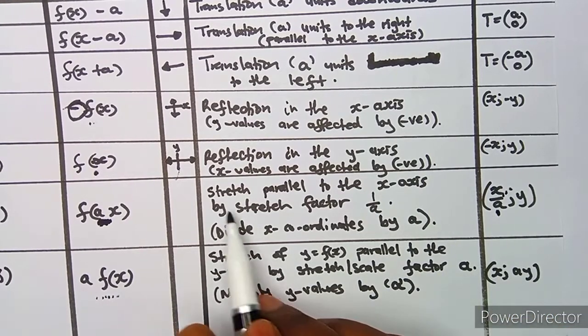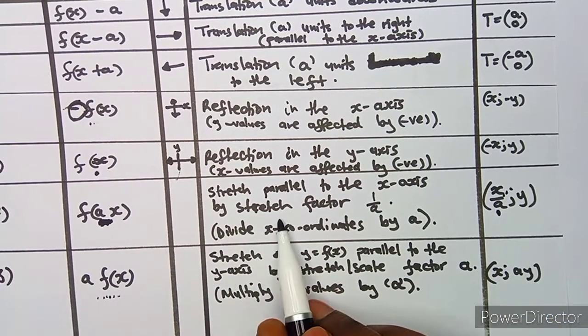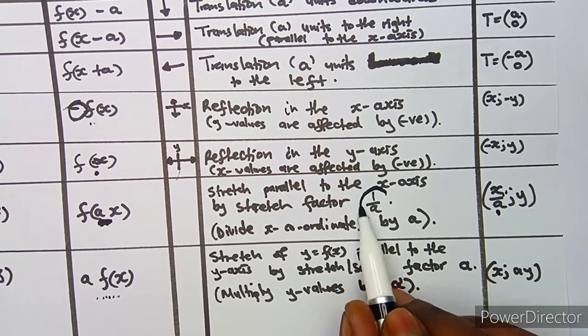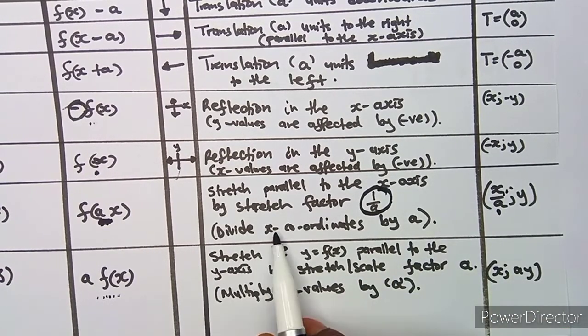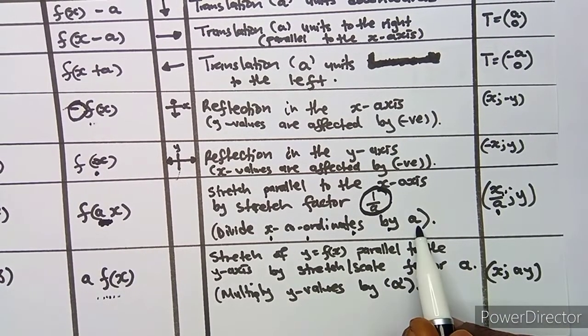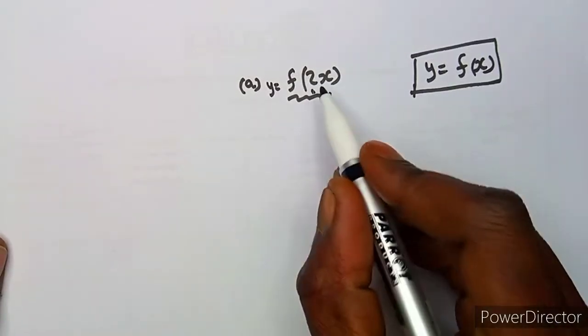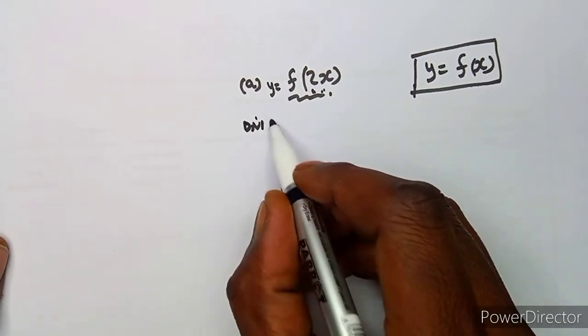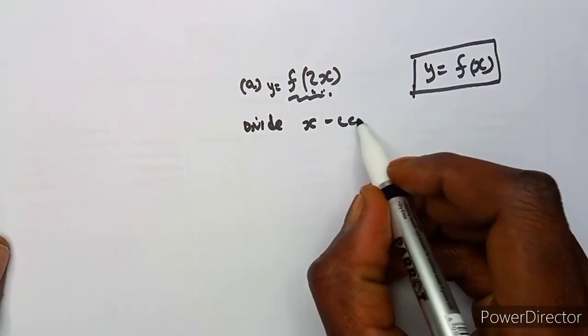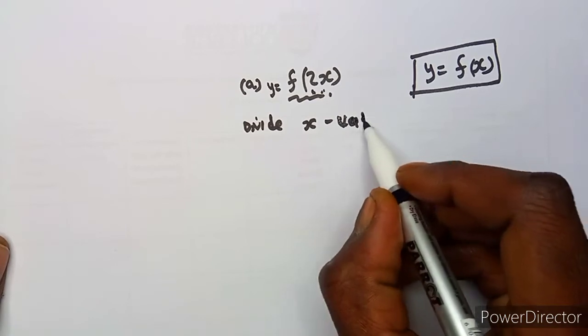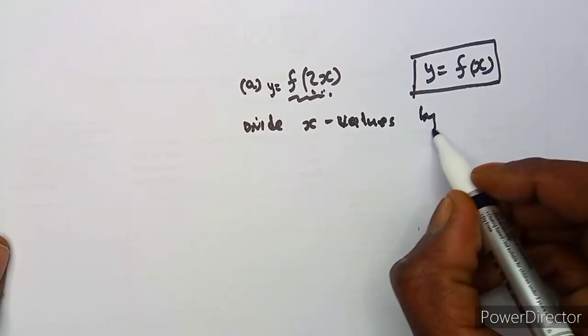That is a stretch parallel to the x-axis with stretch factor 1 over a. So you divide x coordinates by a, which in this case is 2. So we are going to divide the x values by 2.